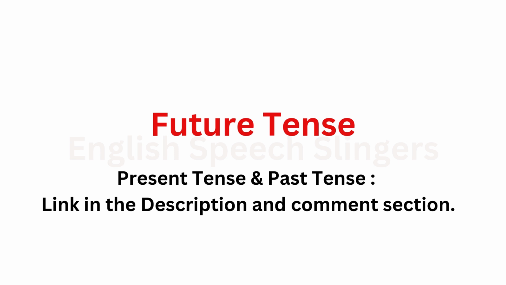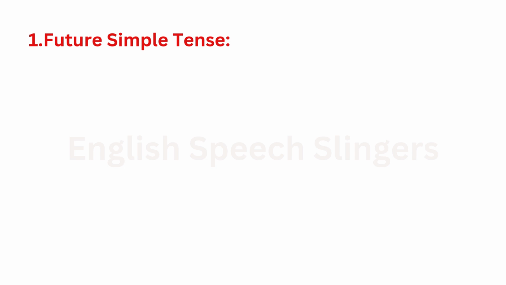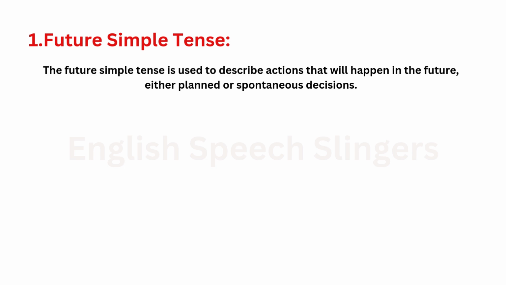Now, let's look at the future tense. Future simple tense. The future simple tense is used to describe actions that will happen in the future, either planned or spontaneous decisions. Rule: Subject plus will plus base form of the verb. Now, let's see some examples.